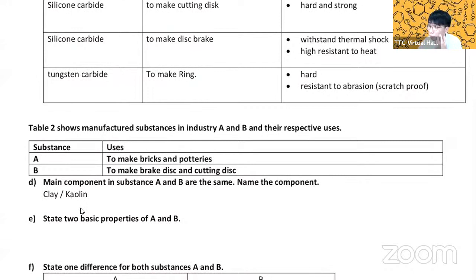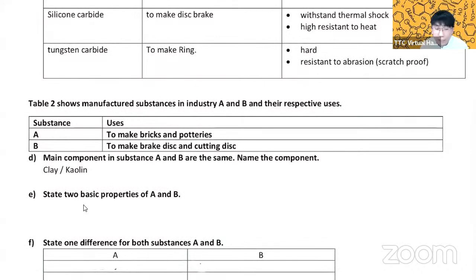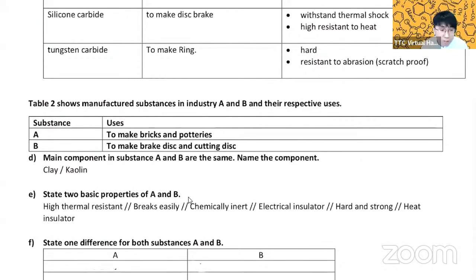Okay. So if you move on, we actually have two basic properties of A. A is your traditional ceramic, then B is your advanced ceramic. Two basic properties you can talk about: hard but brittle for traditional ceramic. Then for advanced ceramic, it is hard and strong, resistant to heat and so on. It breaks easily, chemically inert. Chemically inert is also quite important, because ceramic can be your flower pot, or your car engines and so on.